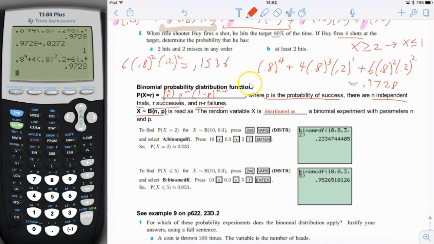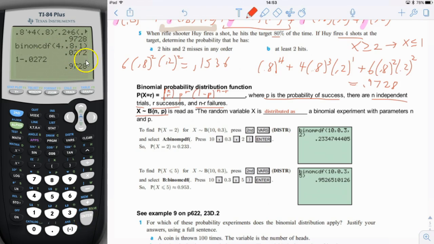So let's do that. We're going to do second distribution, binomial CDF, and we're going to put 4 trials, 0.8 success percentage chance. The x value I'm going to put 1 because we want to look for 0 or 1, and this will give us this very small number here, 0.0272.